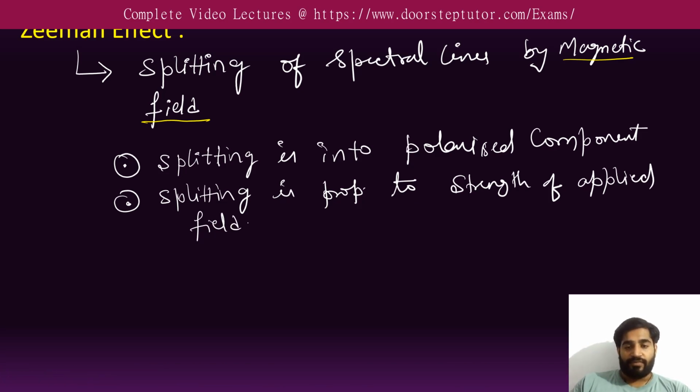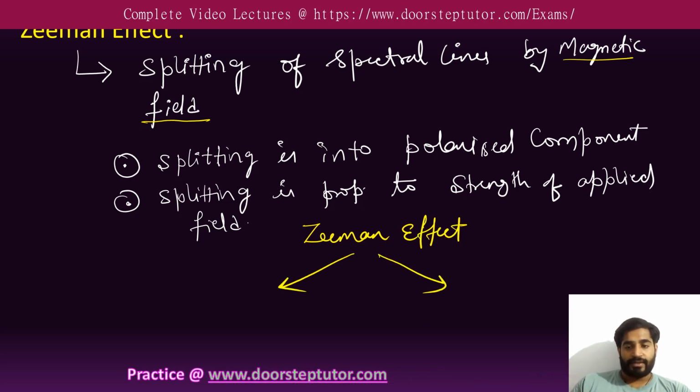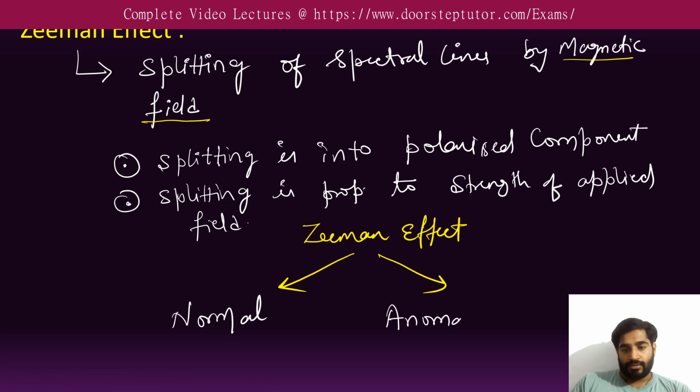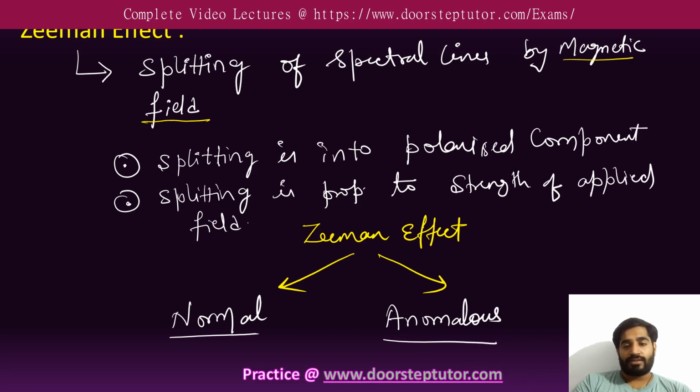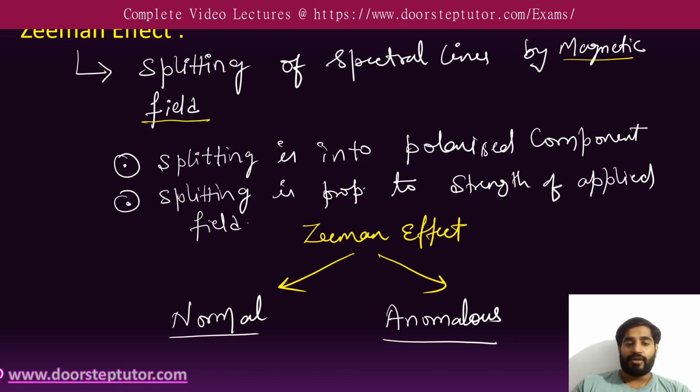Now the Zeeman effect is of two kinds. One is the normal Zeeman effect and another is the anomalous Zeeman effect. The normal Zeeman effect is observed for a strong magnetic field, and the anomalous is for a weak magnetic field. We will also discuss them in detail.